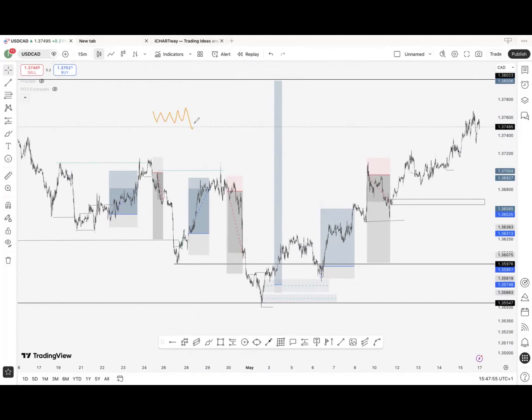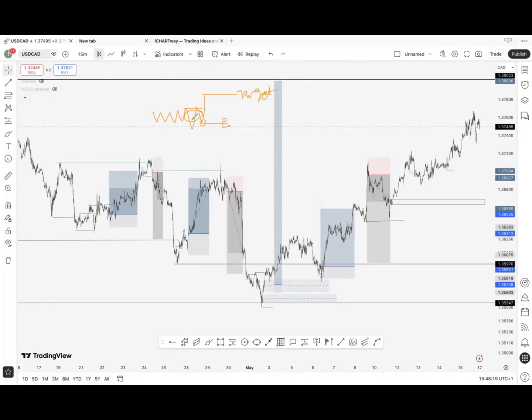We have a manipulation, a break of this high. You need the market to come back into this range, and this is going to be your entry point. And this is going to be your target. Everything inside here is your negotiation point.